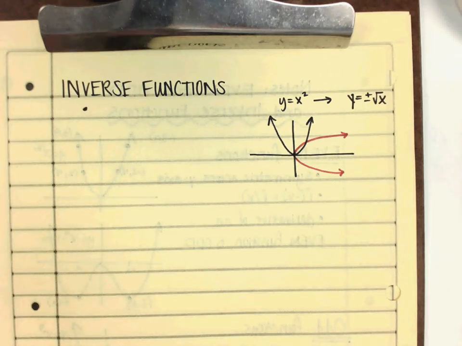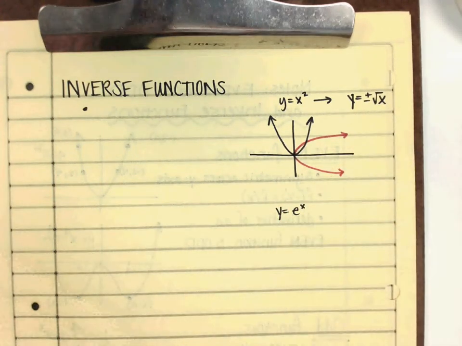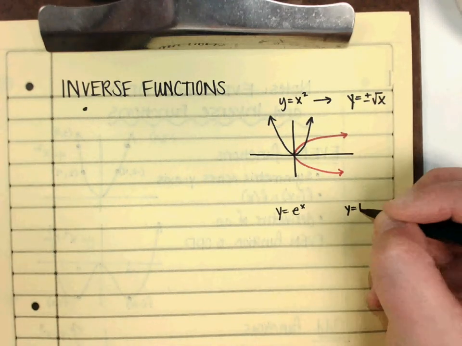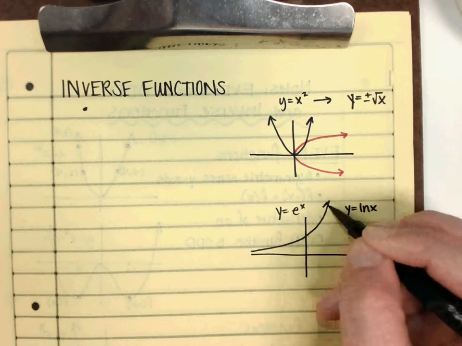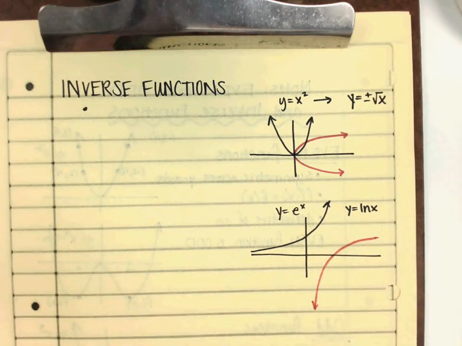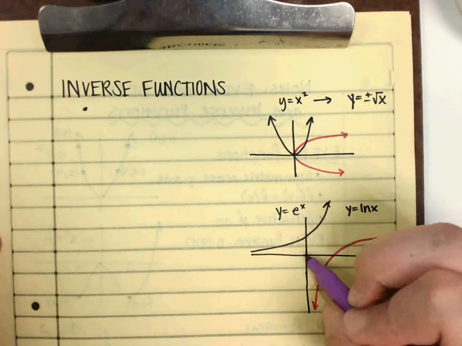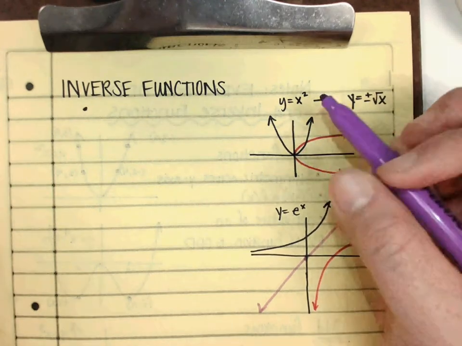Let's do another one. e to the x. What's its partner? I'll show you. e to the x and ln x, they're partners. So let's sketch their graphs. Here's e to the x. Here's ln x. Now remember, I don't have to reflect across the x or the y-axis. I'm allowed to also reflect across diagonals. So look, if I draw this in here, do you see that it's a reflection? What about here, if I draw it in through the diagonal?